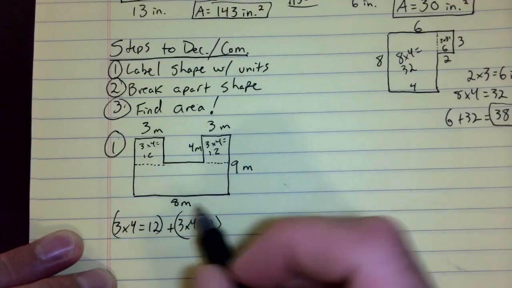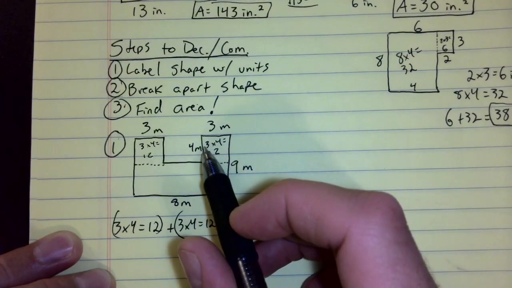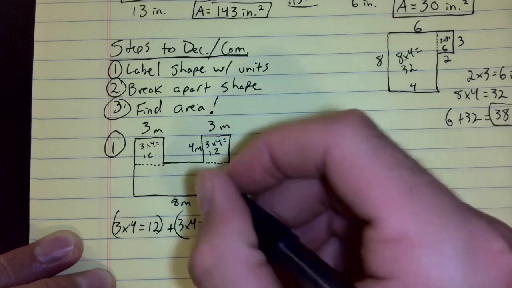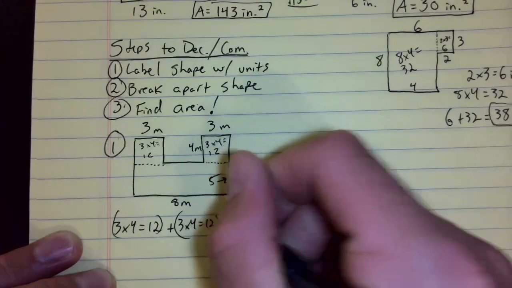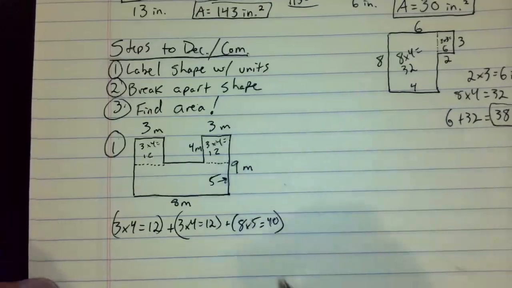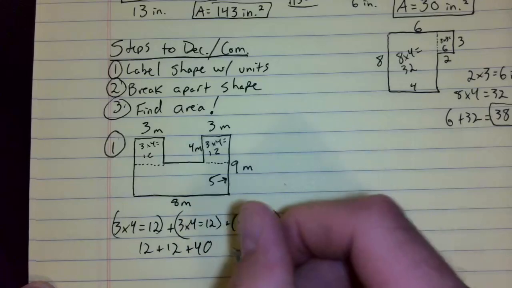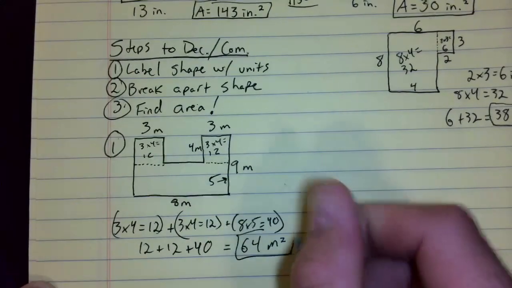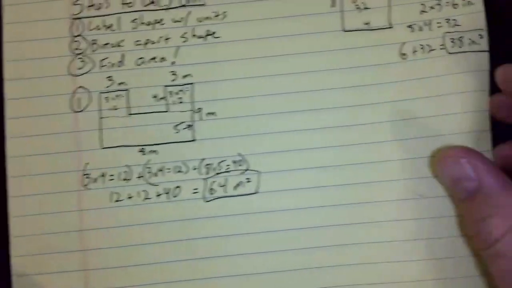And then of course, right here, how do you find this height right here? Well, this is 9 and this is 4. So 9 minus 4, that gives you 5 meters for that side. Plus 8 times 5, that gives you 40. So when you add 12 plus 12 plus 40, you get 64 meters squared. 64 meters squared is your answer. That's it. Let's see another one.